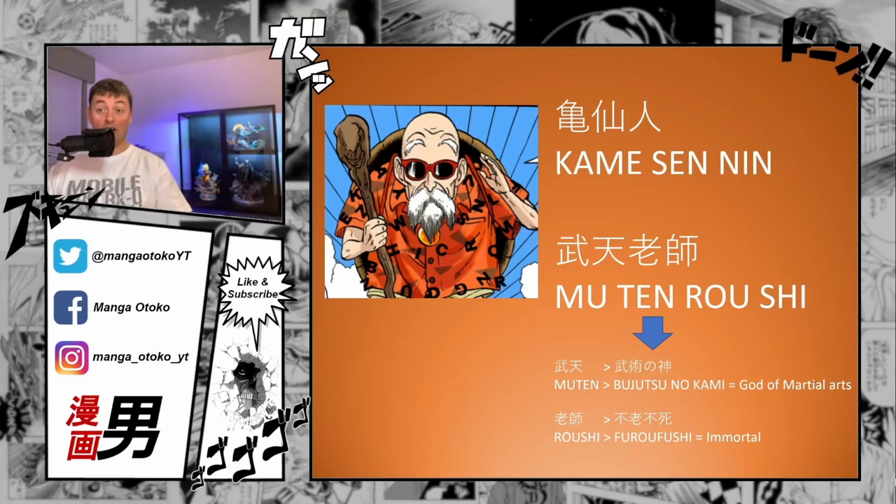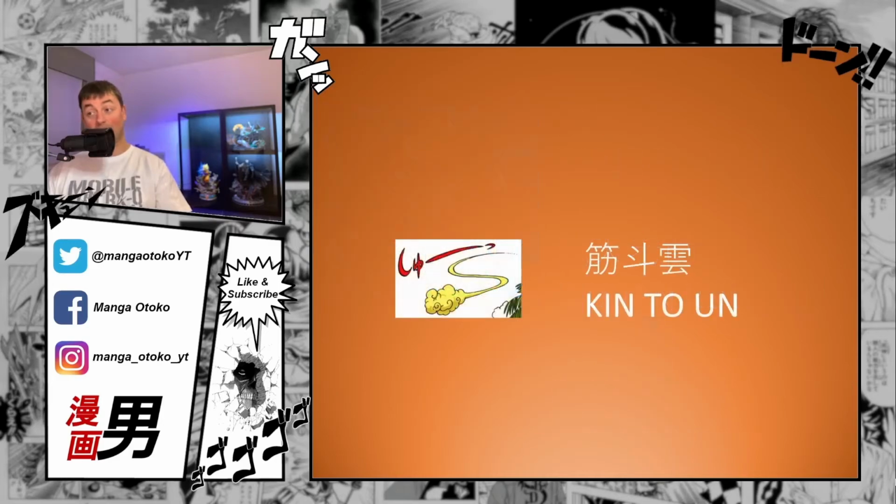Now, Toriyama-sensei never actually confirmed this. It's just a theory that's been floating around, but I thought it worthwhile to mention. Next up, we see that Son Goku calls his Kintoun, which is his flying yellow cloud. This is also referenced in the Saiyuki original story, where Sun Wukong is able to walk onto the clouds.